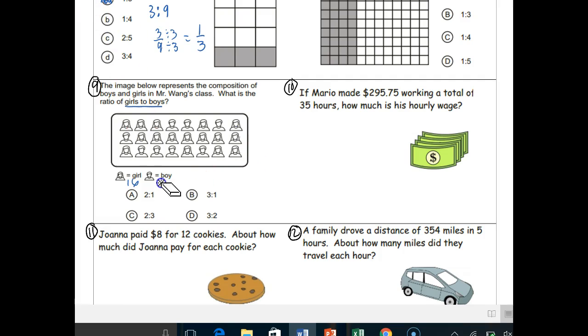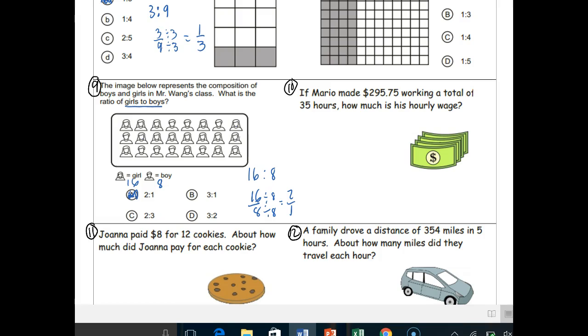Sorry, I missed one. We have 8 boys, right? So we want girls to boys, so 16 to 8 or 16 over 8. We can divide them both by 8. And obviously we get 2 over 1 or 2 to 1.